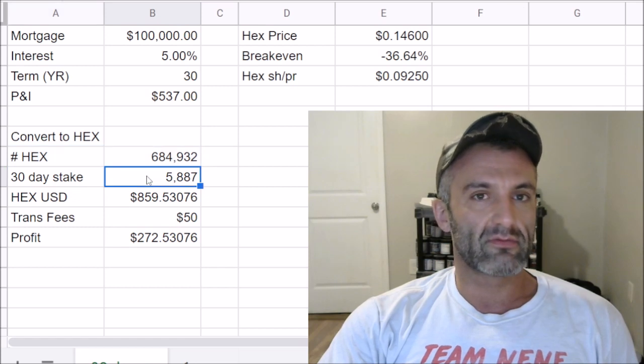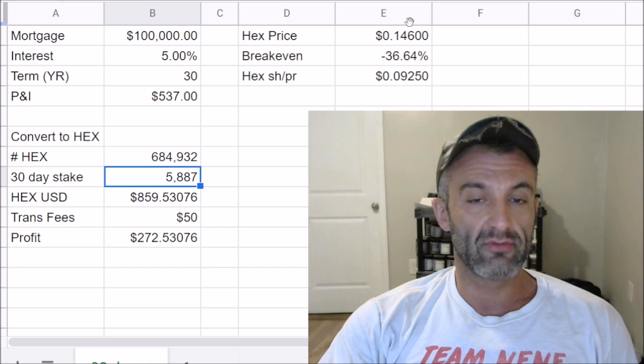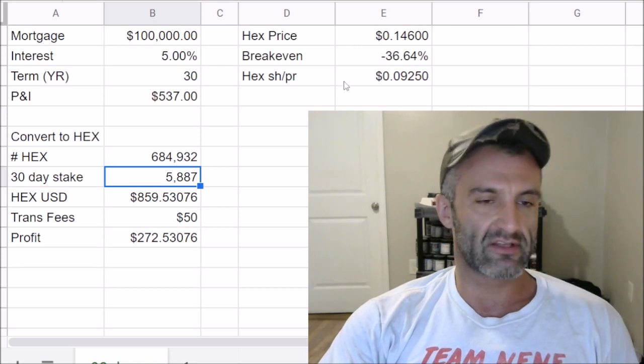So that gives us about 6,000 new HEX over that 30 days, assuming the price doesn't change at all, right? And you're like, okay, well, the risk is that the price can come down and then you don't have enough. Yeah, we're going to get into that in a second.